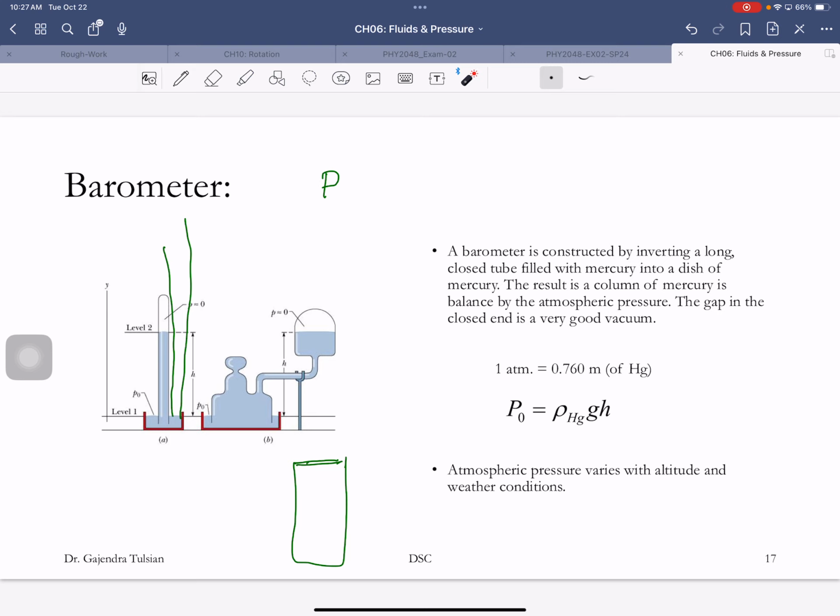Of course, if you go to higher altitudes, you're supporting less air, and so that pressure decreases. Atmospheric pressure varies with altitude and weather conditions. Commercial airlines fly at a height of about 11 kilometers, and there the pressure is about 20% of atmospheric pressure. That air is too thin, so that's why you have to pressurize air cabins.